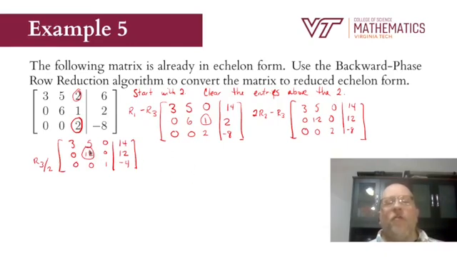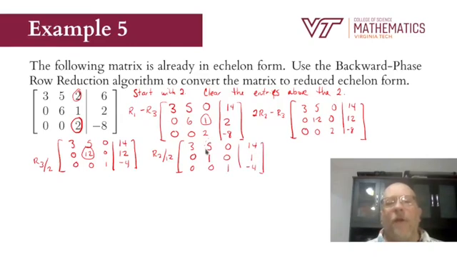Normally we would clear out the 5 first, but 12 and 5, their lowest common multiple is 60. And so what we're going to do this time is go ahead and simplify this middle row. Take row 2 and divide it by 12. That's going to give me 0, 1, 0, 1, and that's going to be a lot easier to work with.